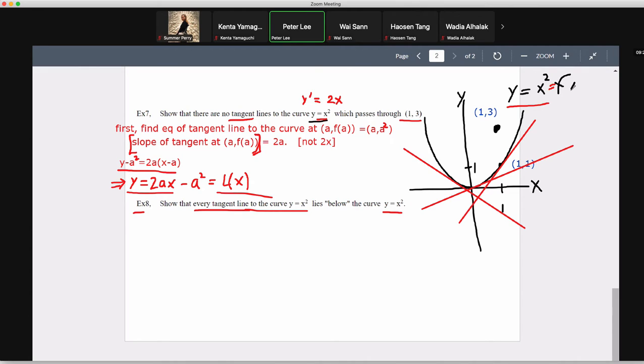And now let's look at the tangent line. Why don't we just pick one randomly? So let's say that we have a point right here, and we can call this A. Then call this line y equals L of x. Then what is it that we have to show? To show that the tangent line is below the curve, what is it that we have to show?